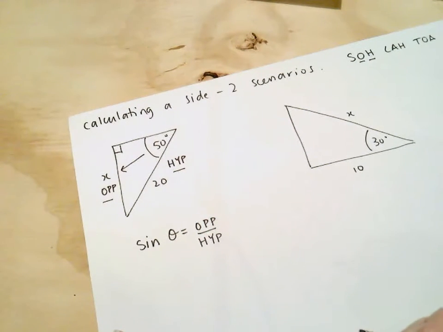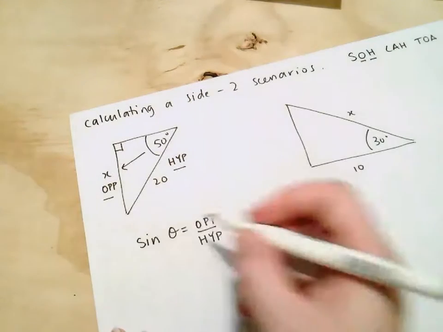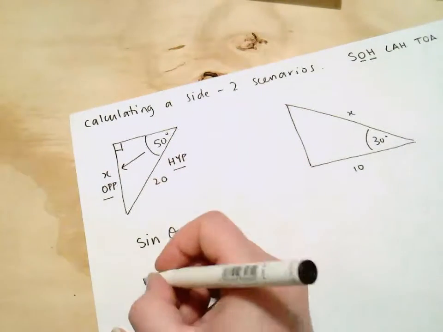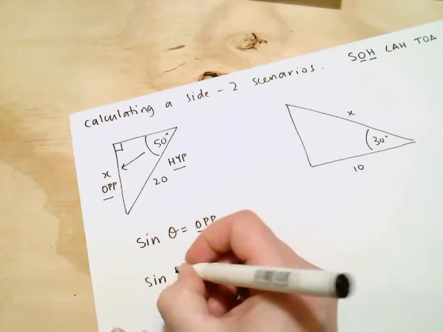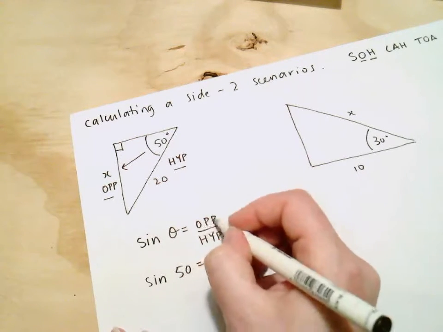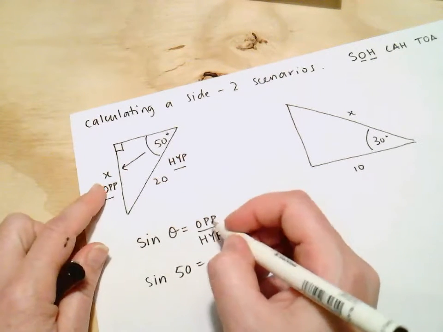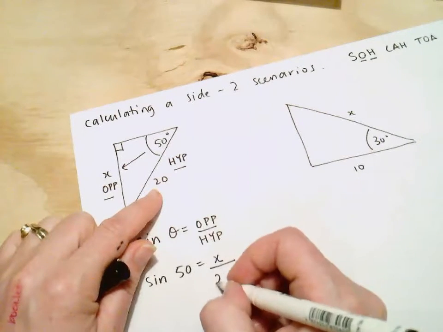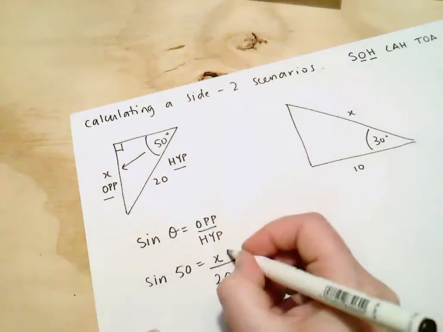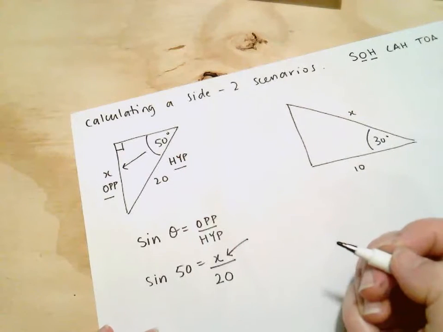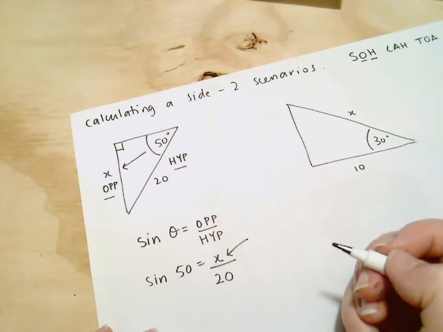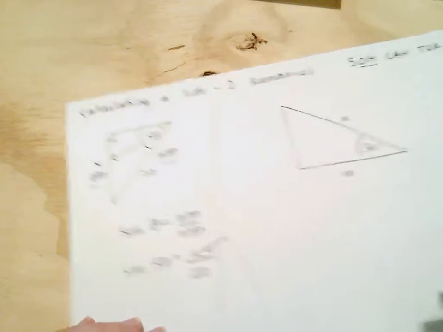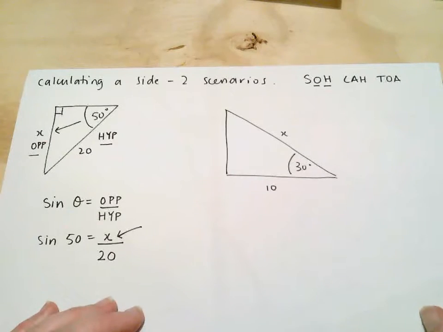Just like last time, I now substitute in what I know. I know that theta in this case is 50, so I'm going to write sine of 50. I know that my opposite side in this case is given by x, and I know that my hypotenuse is given by 20. So in this case I'm trying to find this unknown x, which is on the top of the fraction. You'll see how that's different in a moment to this situation here.